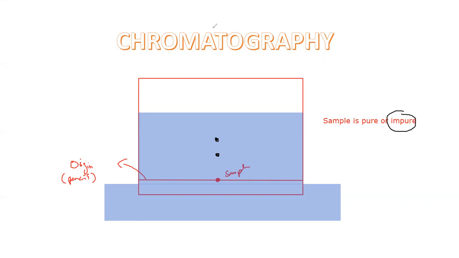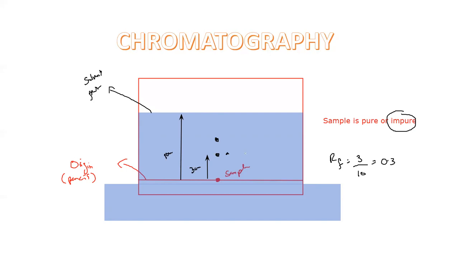And we can measure the RF value. What is the RF value? It is the distance moved by the spot from the origin to the distance moved by the solvent front. The last point where the solvent rises or moves, that point is known as the solvent front. For example, if this is 3 centimeters and this was 10 centimeters, for spot A, what is the RF value? Distance moved by the spot divided by distance moved by the solvent front. So it will be 0.3, the RF value for the first spot.